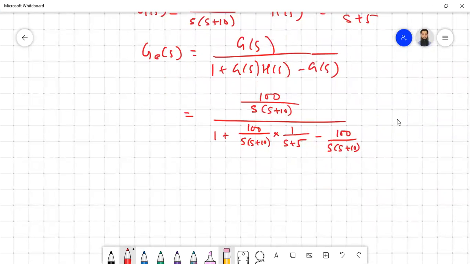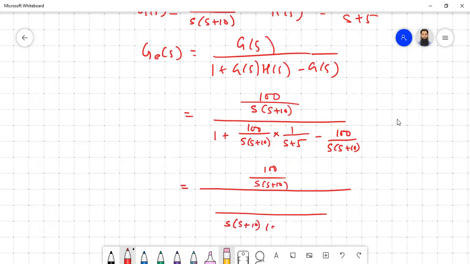Okay, so just simplify a bit. Then what we have is S into S plus 10, 100, then take common the whole maximum numerator here. So S into S plus 10, S plus 5. So simply what we have is S squared plus 10S into S plus 5, minus 100, minus 100 into S plus 5.